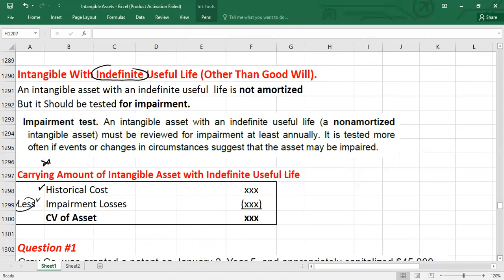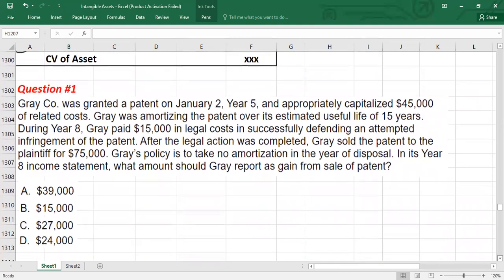So here we have question number 1. This is an exam standard question. This is how the question will be tested in the exam. Gray Company was granted a patent at the start of year 5, and it's appropriately capitalized at $45,000. So this is the initial cost of related cost. Gray was amortizing the patent over its estimated useful life, which is 15 years.